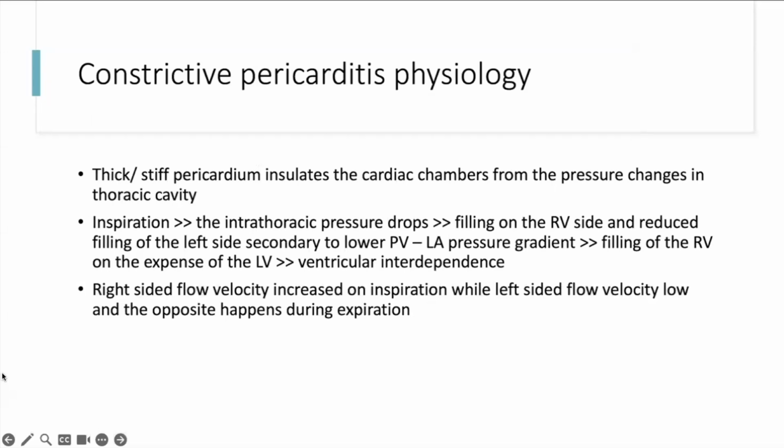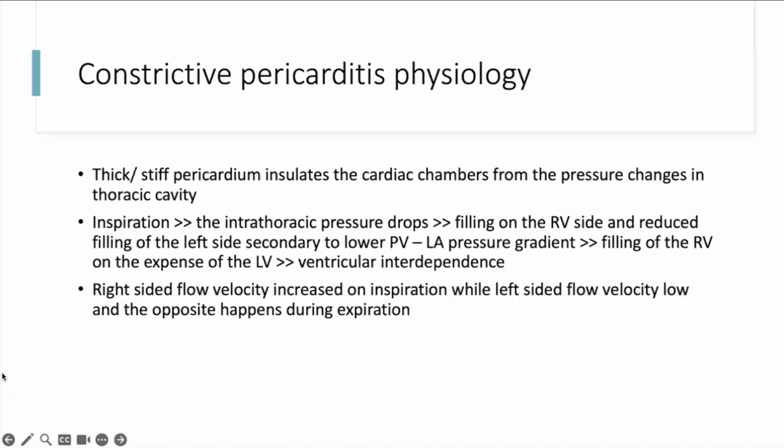So what's the physiology of constrictive pericarditis? Again, it is a thick, stiff pericardium which works as an insulator, so it prevents the cardiac chambers from seeing the outside changes in the intrathoracic cavity. Normally with inspiration, intrathoracic pressure drops, and this will be reflected in the cardiac chambers. But in constriction, with inspiration, the filling of the RV is more favored over the filling of the LV because of the lower pulmonary vein to left atrial pressure gradient.